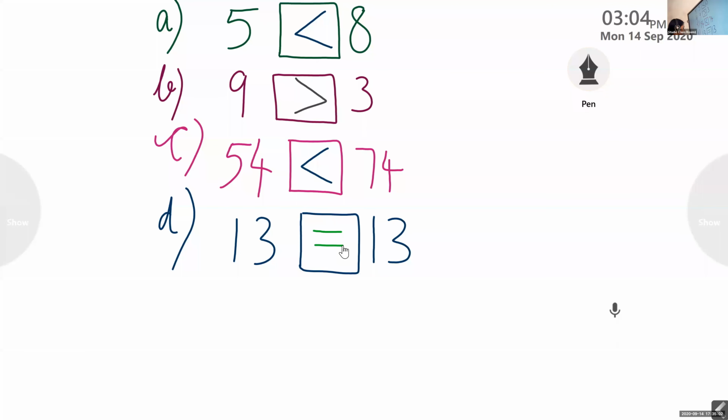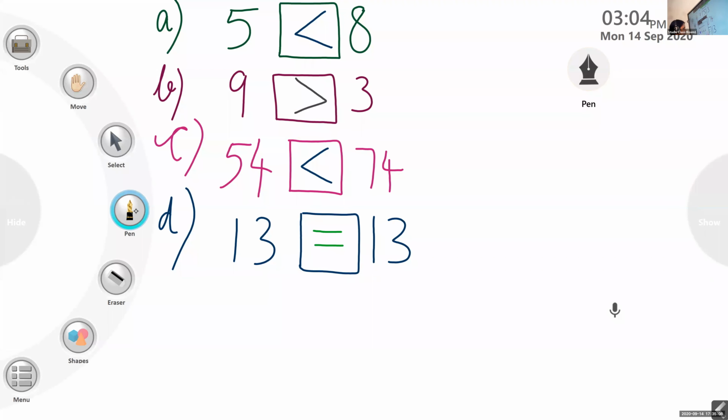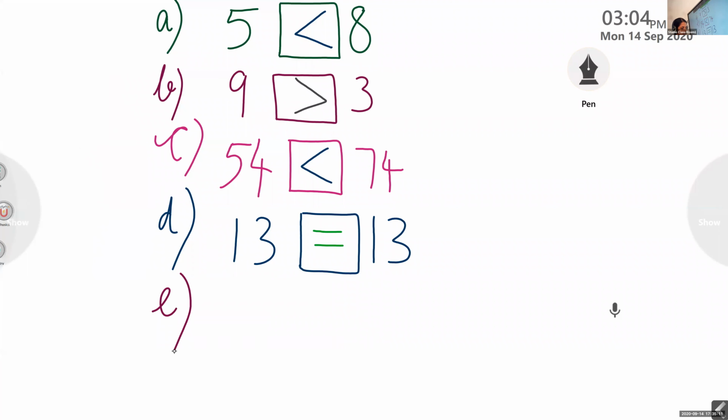Very good. So next we have E. In E we have 8 here and 4 here, and we have to fill in the symbol. Krishnang, which is the bigger number, 8 or 4? 8. So we have to open the mouth of the fish towards which number? 8. So we can open it like this, this side.